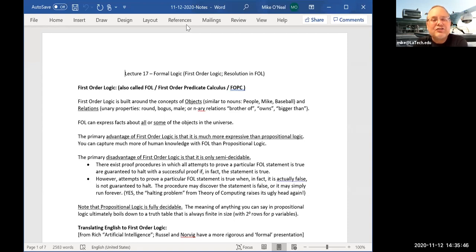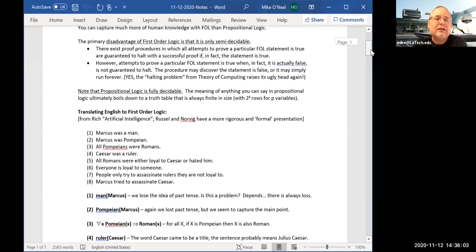So what's the advantage of this logic? Why are we talking about it? Because it's far more powerful, it's more expressive. You can say things using first order logic that you simply can't say in propositional logic. So it's a lot more powerful, that's why we study it. However, with power come certain negatives, certain disadvantages.